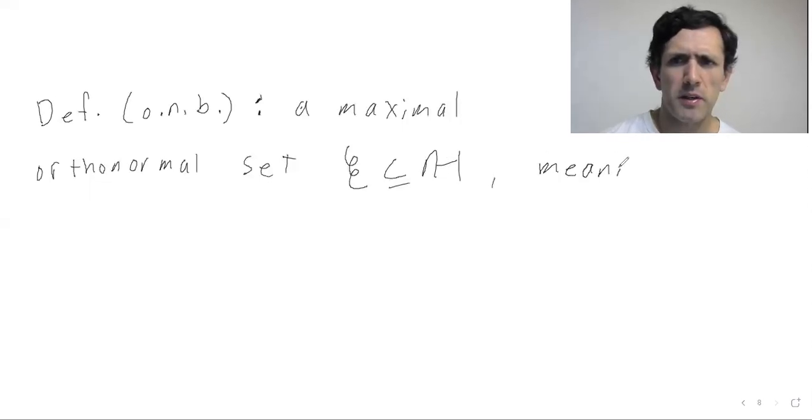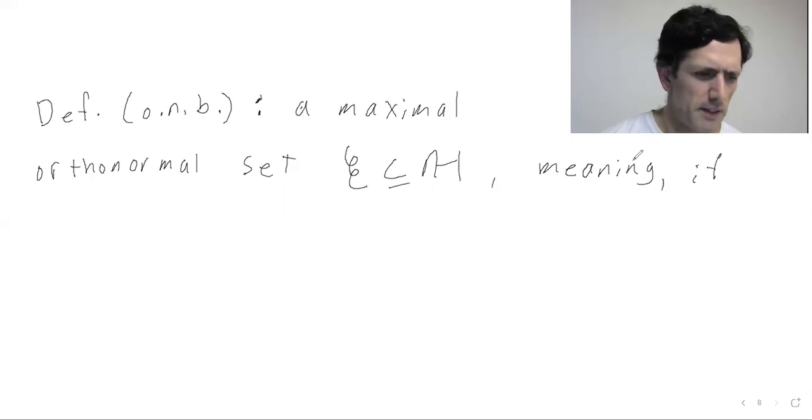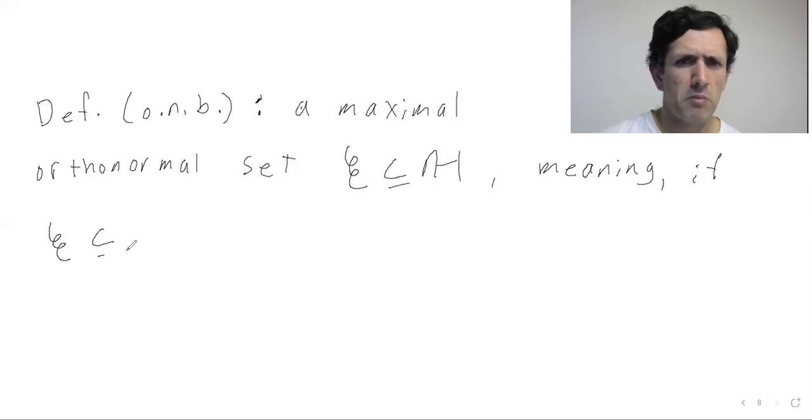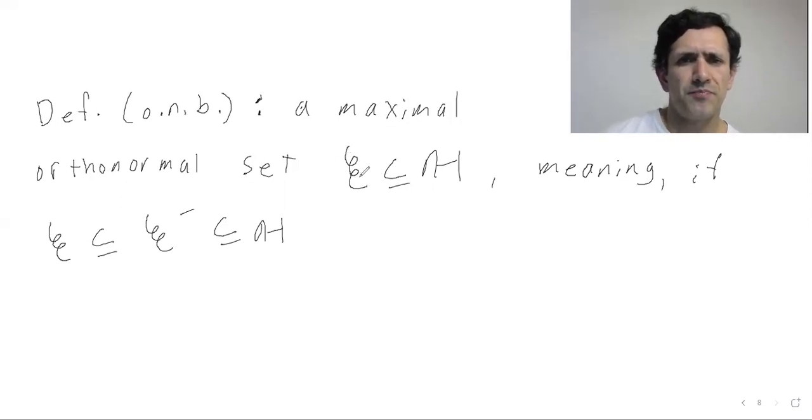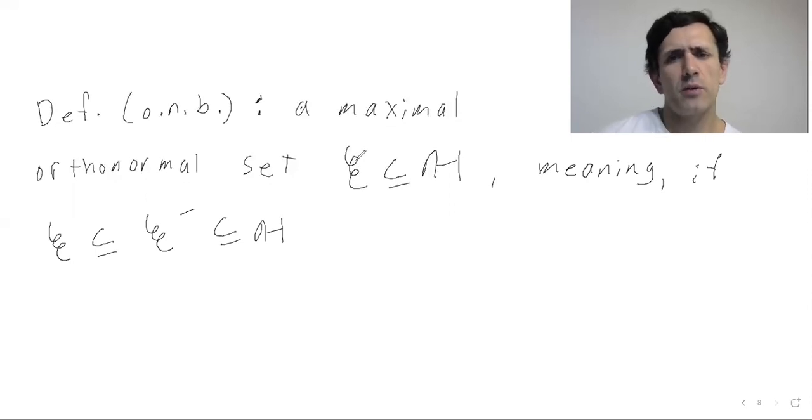And what does maximal mean? When I say orthonormal, I mean if you have x and y in script E, then if x is not equal to y, the inner product is 0, and if x equals y, the inner product is just 1. So everything in script E has norm 1, and everything is pairwise orthogonal. You take any two distinct elements in script E, take their inner product, you get 0. That's what it means to be an orthonormal set.